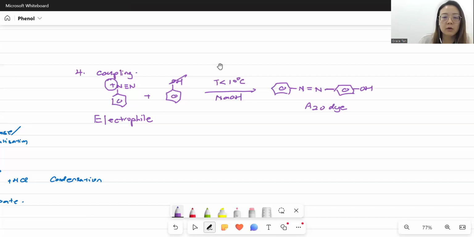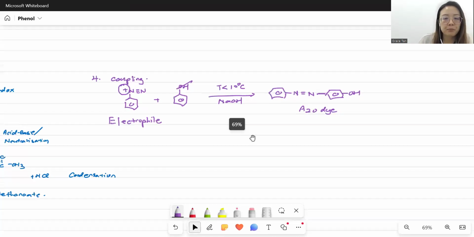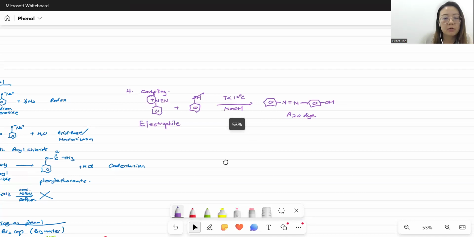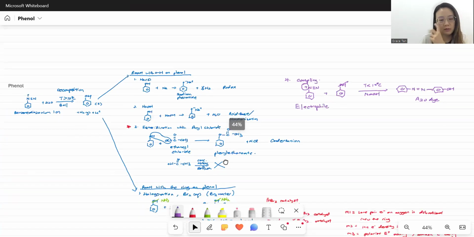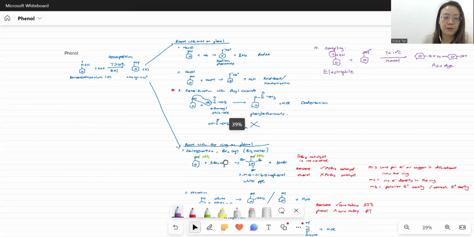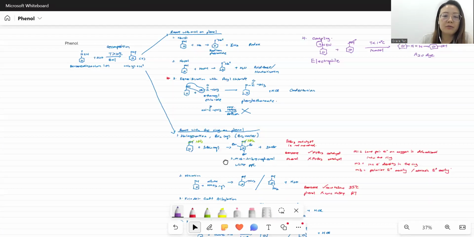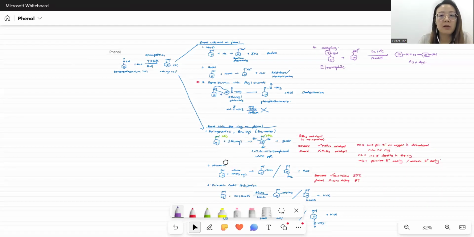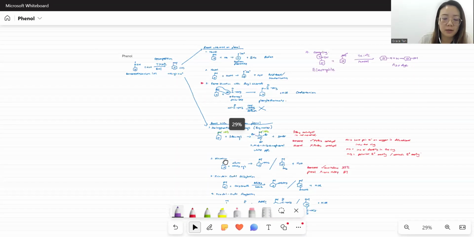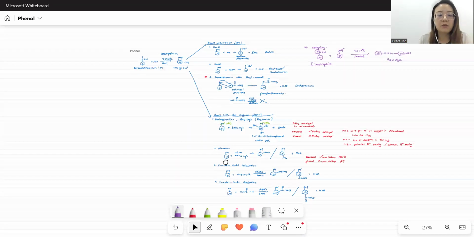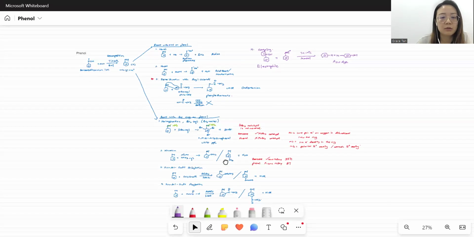Okay, so all in all, if we were to look at the whole pathway of phenol, this is the whole picture. I started off with how we form phenol, which is the decomposition of the benzene diazonium ion. And then after you form a phenol, what can your phenol do for you? All right, so you can choose to react with the top part, the OH, or you can choose to react with the ring on the OH. Okay, so therefore this will conclude the phenol.